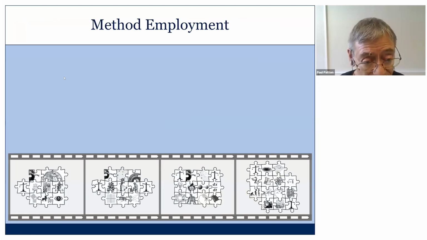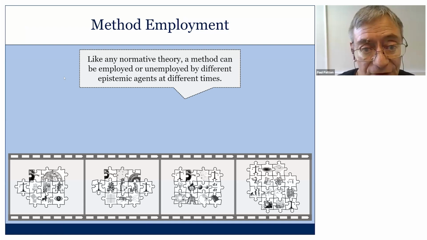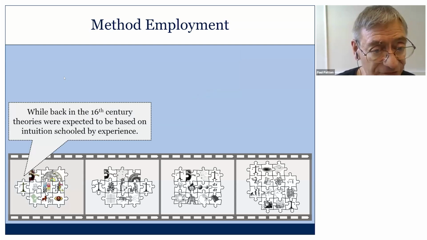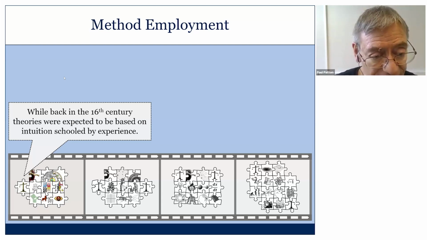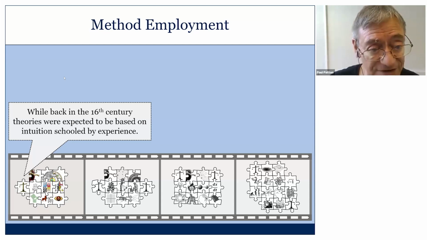So let's look at how we think of the change in methods through history. Like any normative theory, a method can be employed or unemployed by different epistemic agents at different times. Here is the 16th century, the era of medieval scholasticism, and there the accepted method of assessing theories was whether it seemed intuitively plausible for someone with experience in the relevant domain. So the idea that the Earth is hurtling through space at thousands of miles per hour might not seem intuitively plausible under that method.